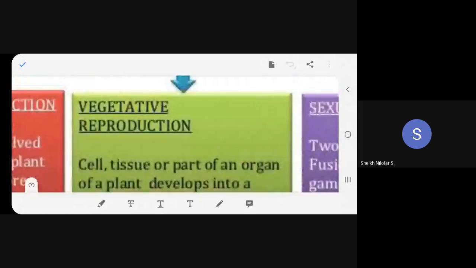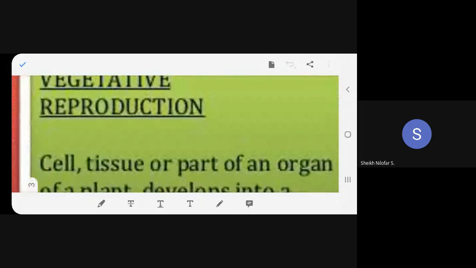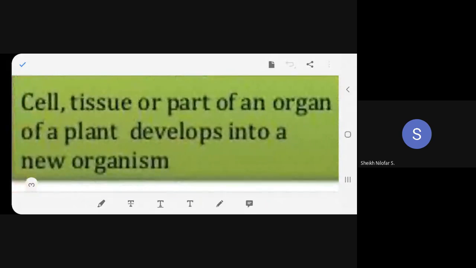Now we come to vegetative reproduction. Yes, please read. Read better. Read. Hello? Can you hear me? Yes, ma'am. Hello? Yeah, read it better.